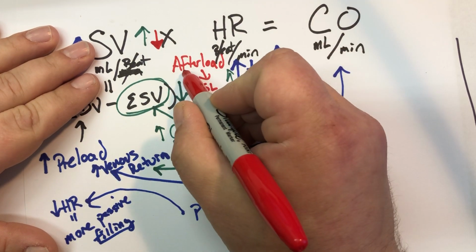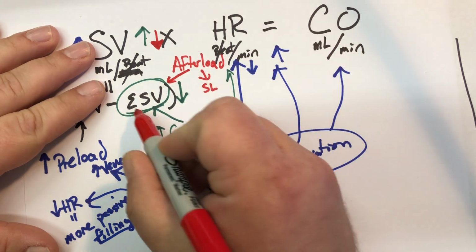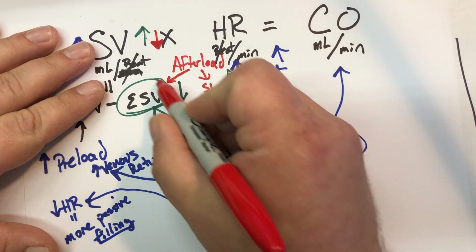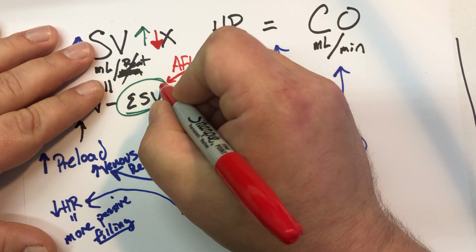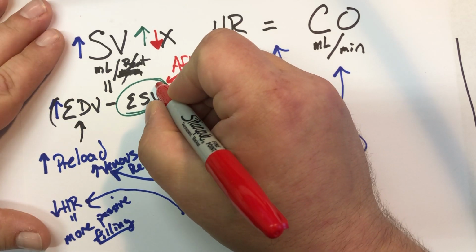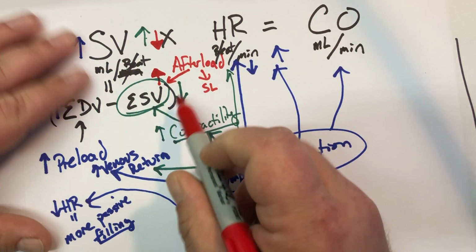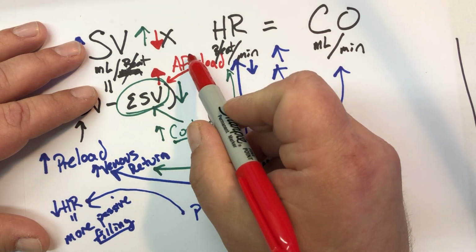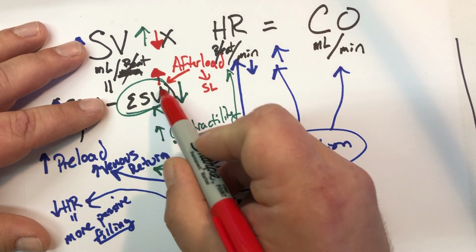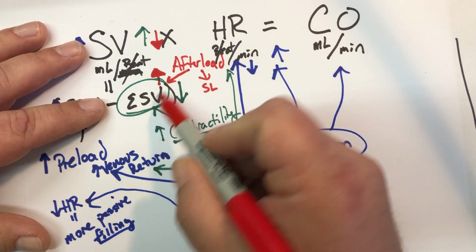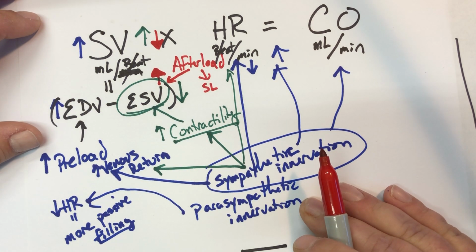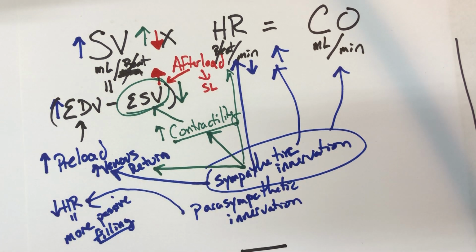The way stroke volume goes down is that afterload affects end systolic volume because there's less blood that's ejected, which means there's more blood left in the heart. So as afterload increases, it increases end systolic volume, which reduces stroke volume. So those are the three factors that can affect stroke volume to affect cardiac output.